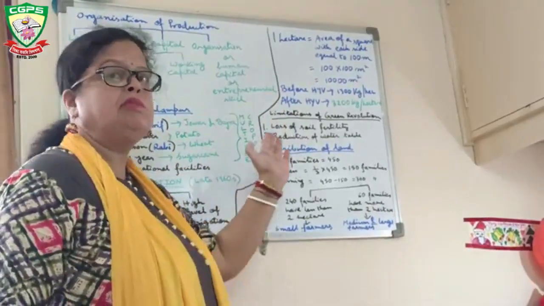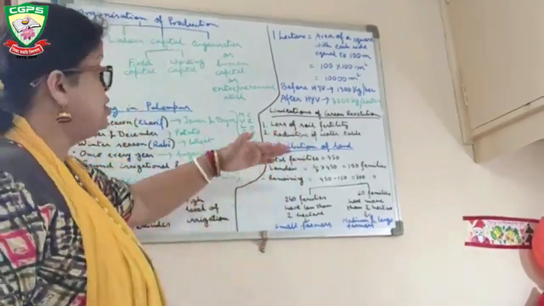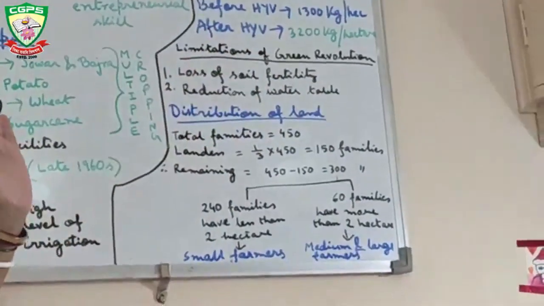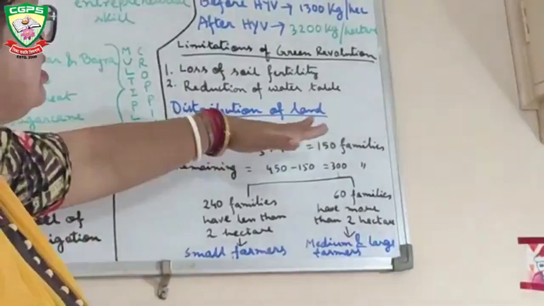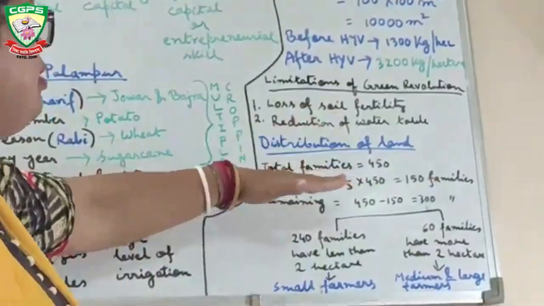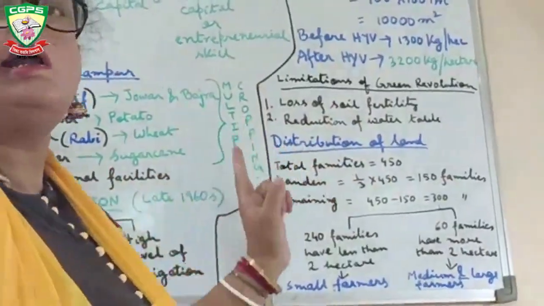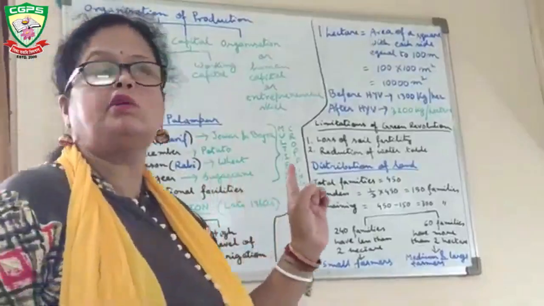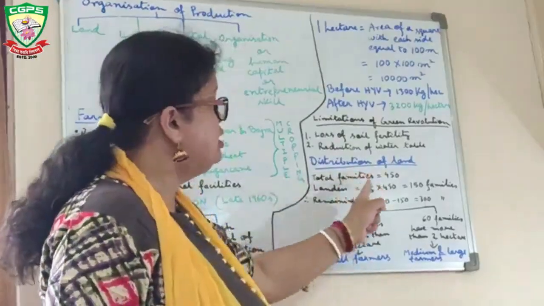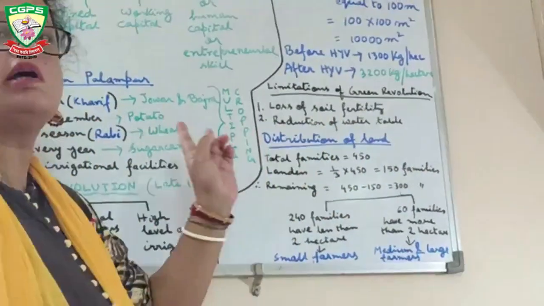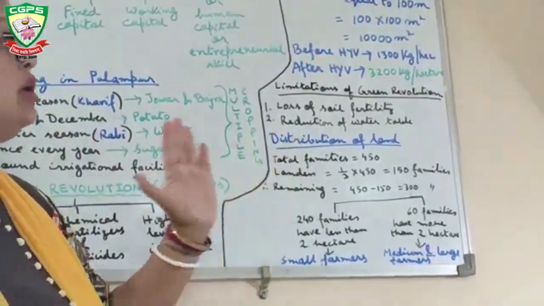Here, after that we are going to discuss the distribution of land in Palanpur. How many families are there in Palanpur? Total number of families is 450. Out of these 450 families, 1/3 are landless, meaning they do not have land of their own. So 1/3 of 450, that means 150 families are not having any land of their own.